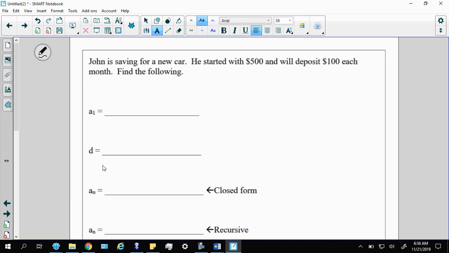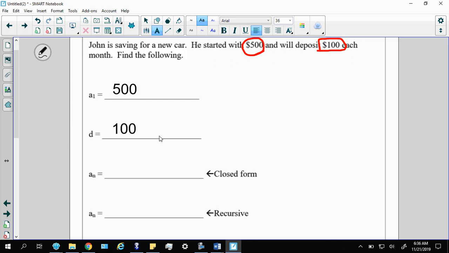All right, moving on. John is saving for a new car. He started with $500, and he will deposit $100 each month. Find the following. He started with $500, and guess what? He's depositing $100. See how easy that is? Look at that. You already have your first term. You already have your common difference. So guess what? This entire problem has just become very, very easy for you.